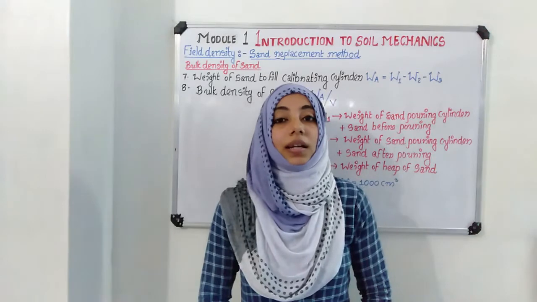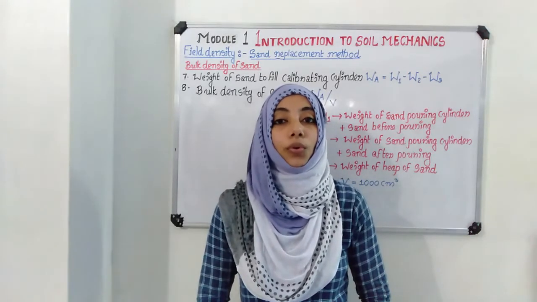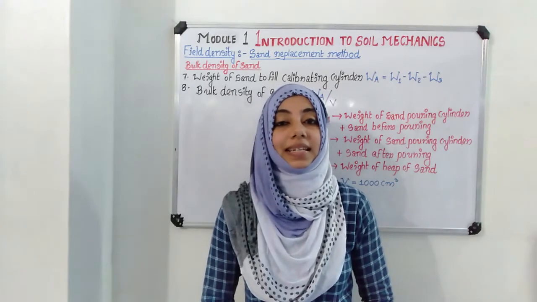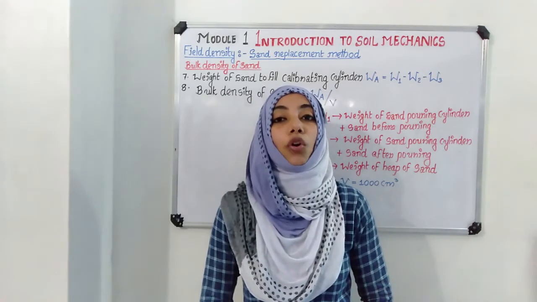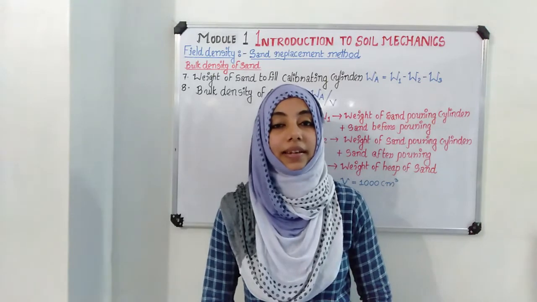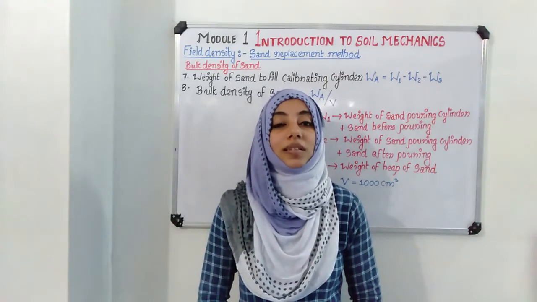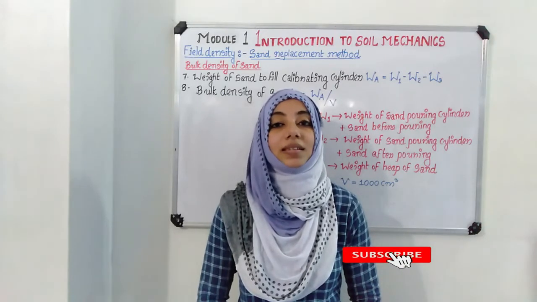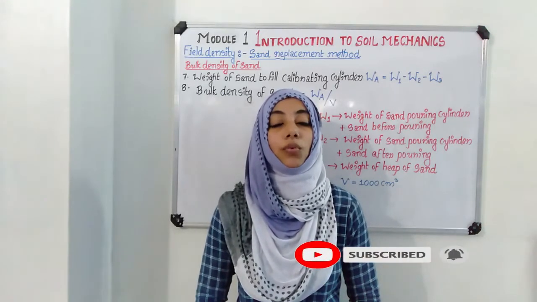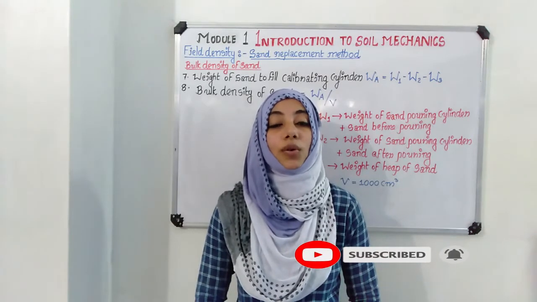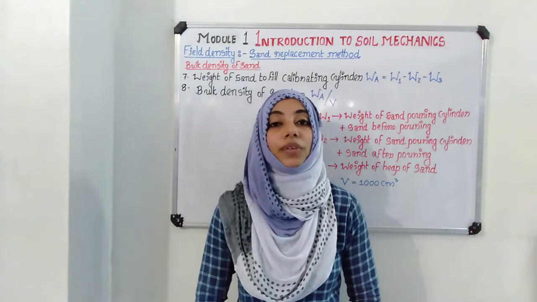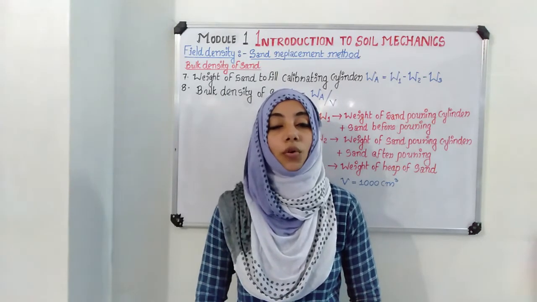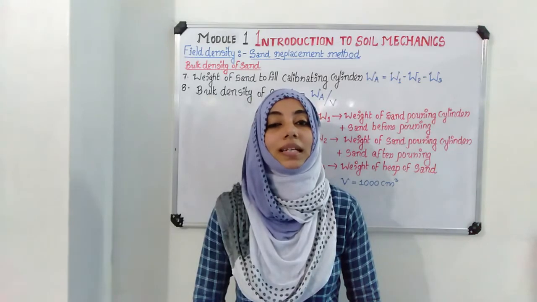Then bulk density of sand is equal to weight of sand required to fill the calibrating cylinder divided by volume of the calibrating cylinder. So we found out WA by subtracting W2 and W3 from W1, and we also calculated volume of calibrating container as 1000 cm3. So we can calculate bulk density of sand.